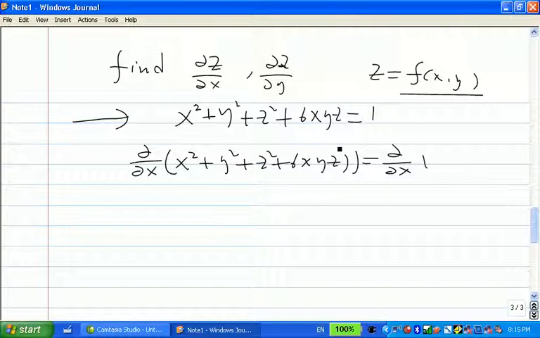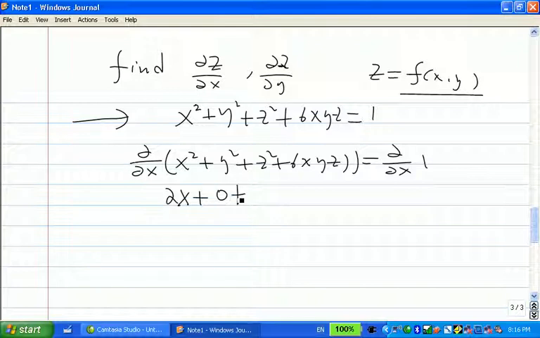Okay, the left hand side and right hand side, they're both functions of x and y, so we can take a derivative with respect to x. But x and y are independent. Z depends on both x and y, okay? So we take a derivative of the first one, it gives you 2x. Remember, y has no relation with x, so y is a constant, and the second one gives you 0.